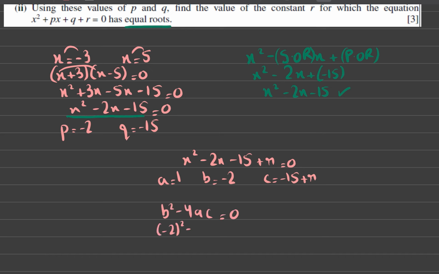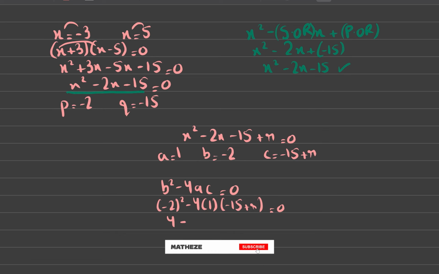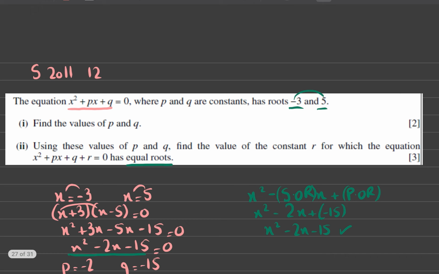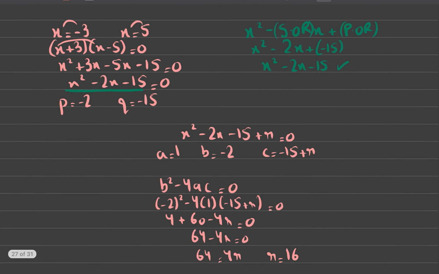So it's going to be b square minus 4ac is equal to 0. Minus 2 square minus 4 into 1 into minus 15 plus r is equal to 0. It's going to be 4 plus 60 minus 4r is equal to 0. So 64 minus 4r is equal to 0. 64 is equal to 4r. r is equal to 16. Do you get this? Let's move to next question.